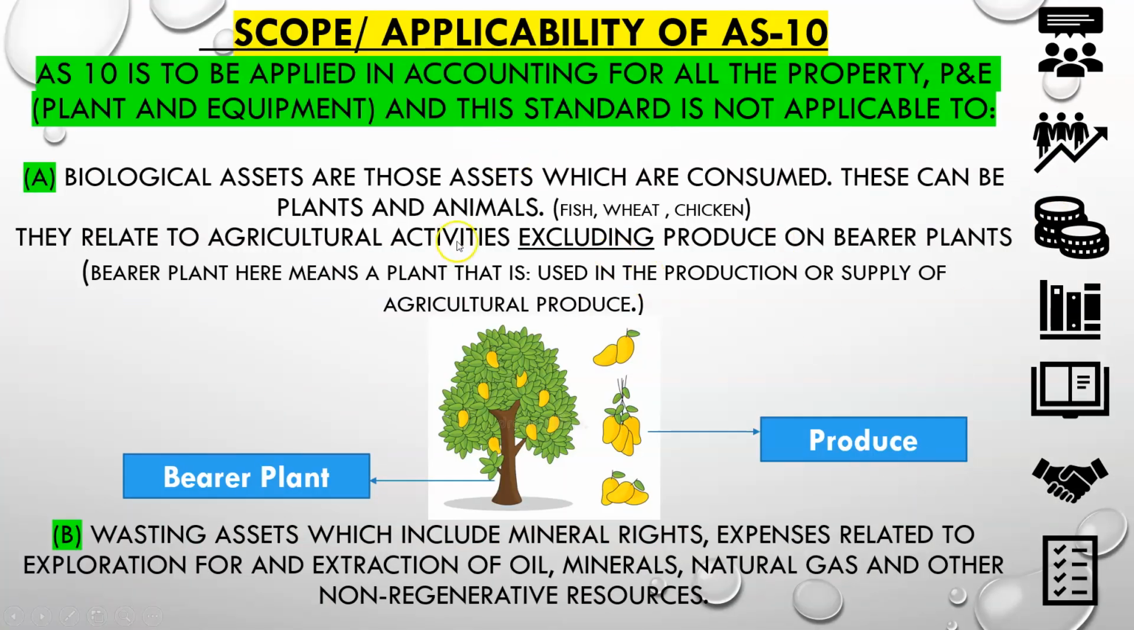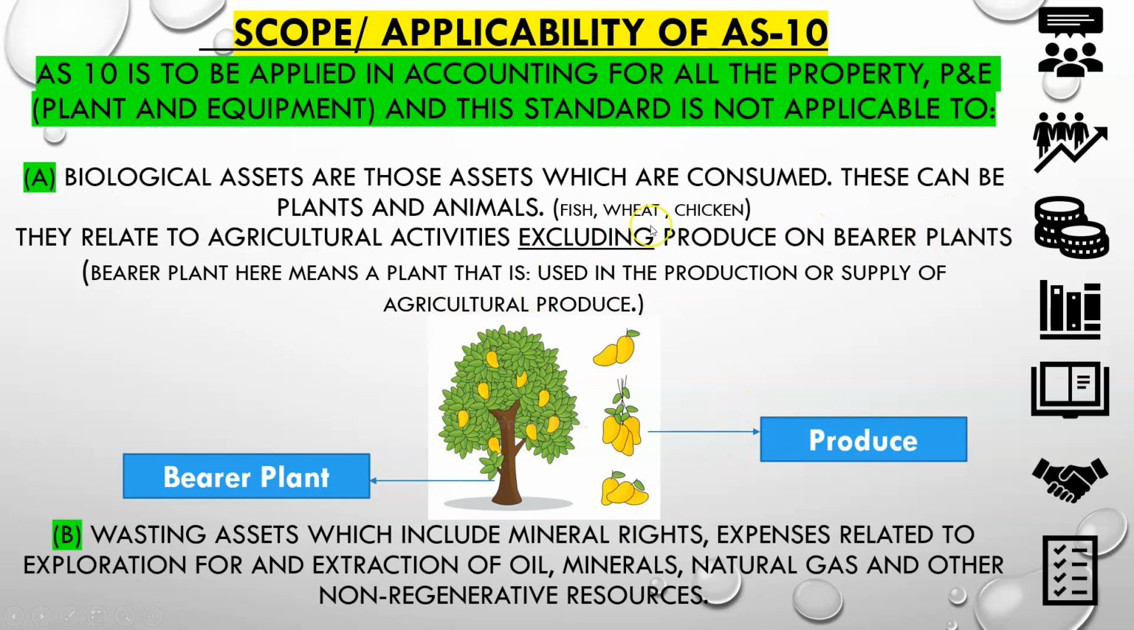Then we learnt about the applicability of accounting standard 10. Accounting standard 10 is applied for accounting of all types of property, plant and equipment with respect to two exemptions or two exceptions, that are the biological assets and the wasting assets, that are mines. In the biological assets, we saw another exemption. That means everything that is a bearer plant.